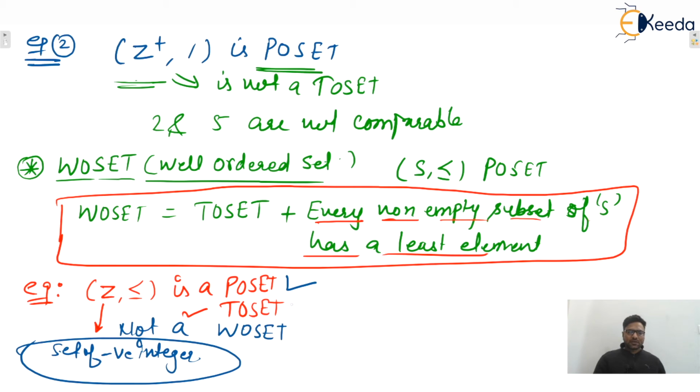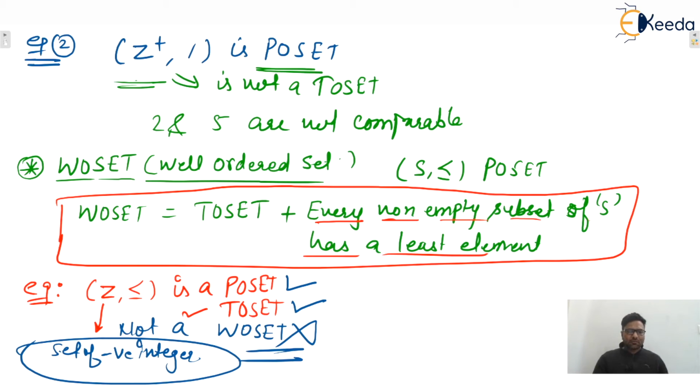Yes, this one is a POSET as well as a TOSET, but it is not a WOSET because, consider any subset, for every non-empty subset of S, it must have a least element. But here I considered one subset, that is the set of negative integers, and in the set of negative integers there is no least element present. That's why we can say that it is not a WOSET.